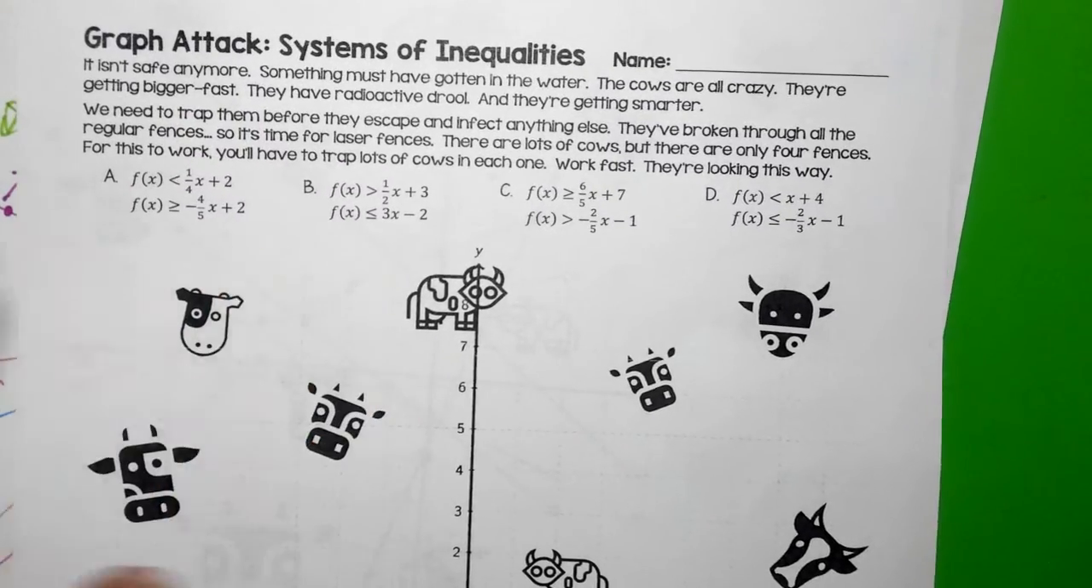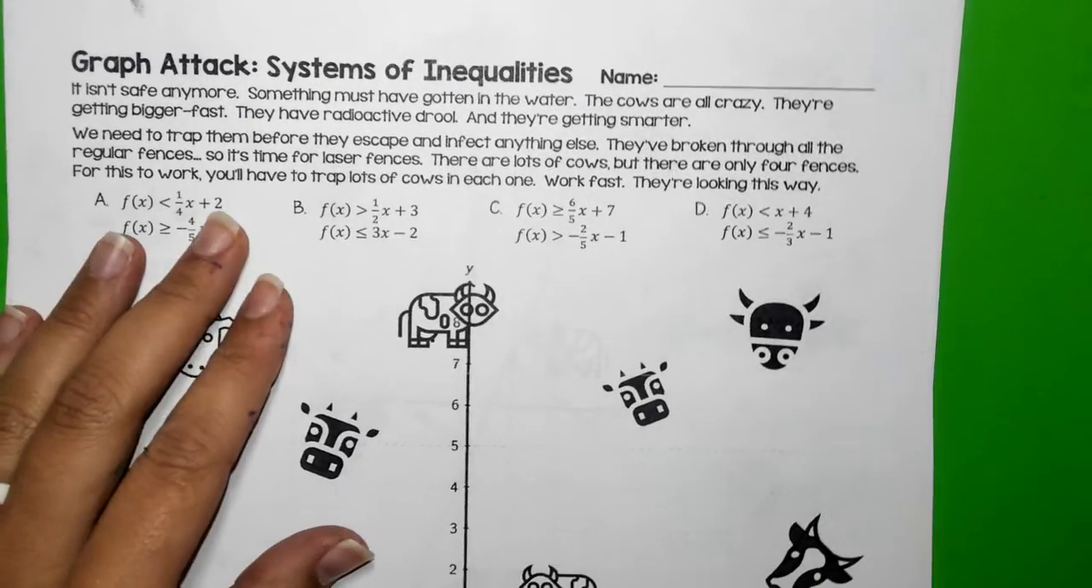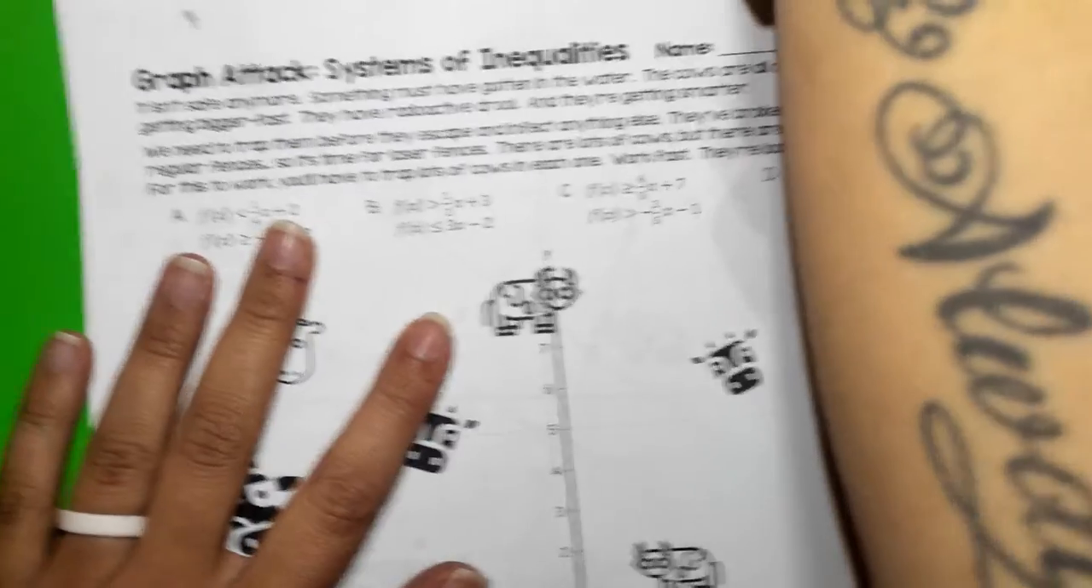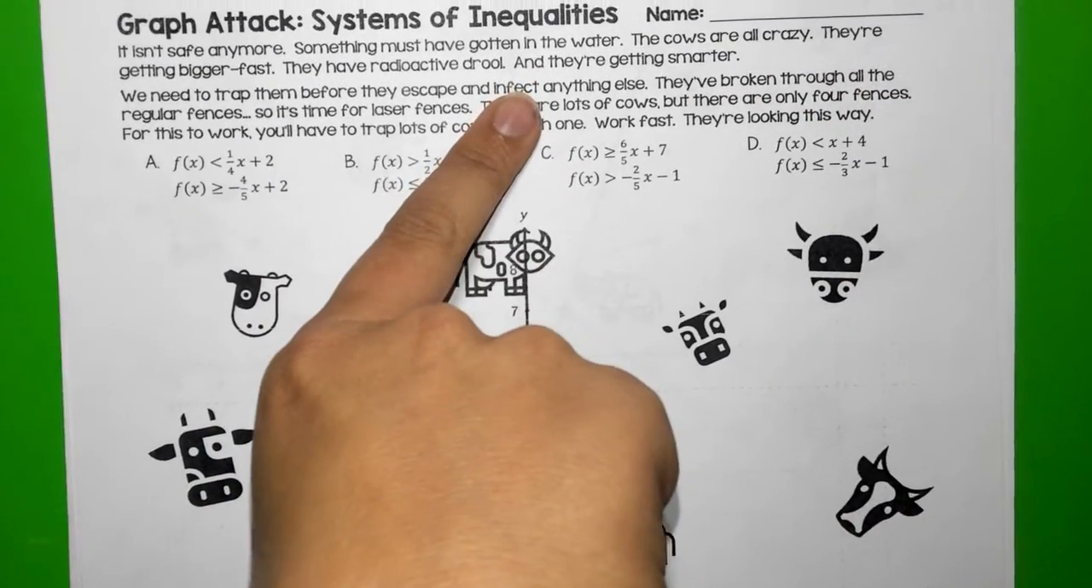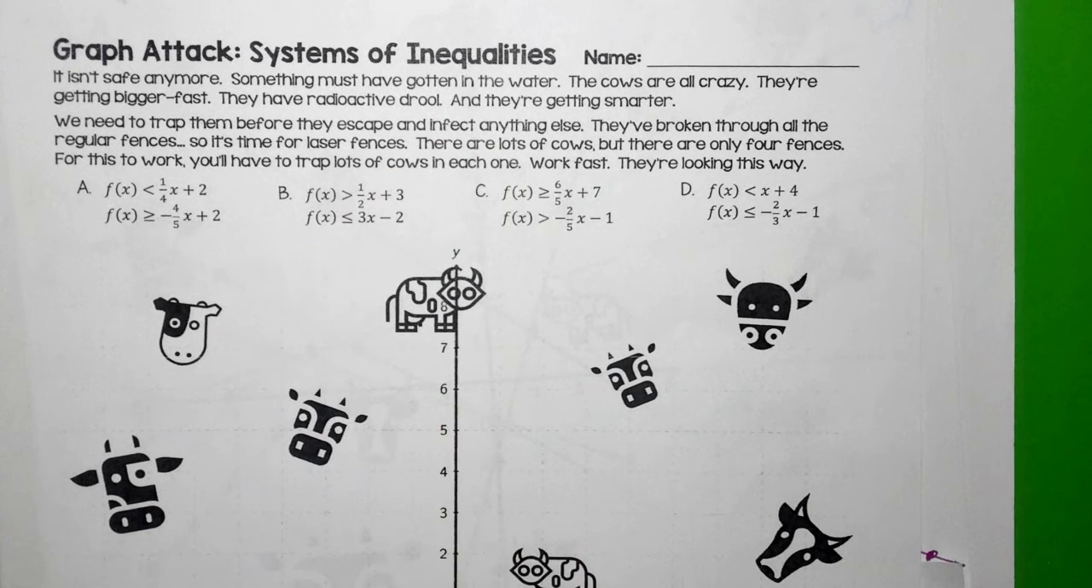It's kind of like y'all. They're getting bigger fast. They have radioactive drool, and they're getting smarter. If only that's how it works, guys. Then I would infect you all with radioactivity.